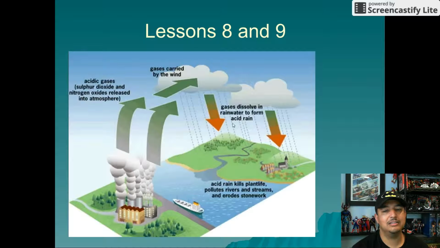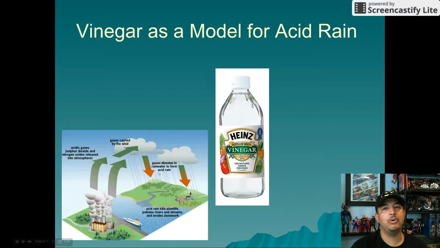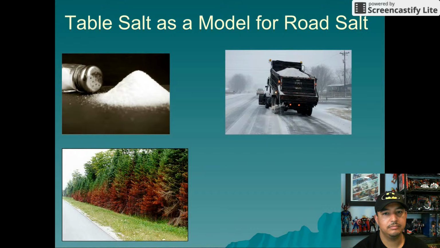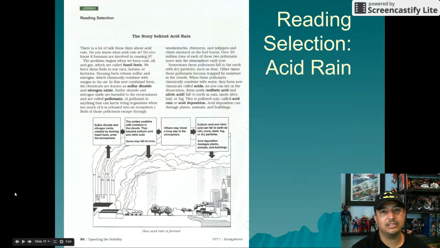During lessons 8 and 9, students will read about and report on 3 pollutants: acid rain, fertilizer, and road salt. Vinegar will represent acid rain, plant food will represent fertilizer, and table salt will represent road salt. Students are also introduced to acids and bases and the pH scale.